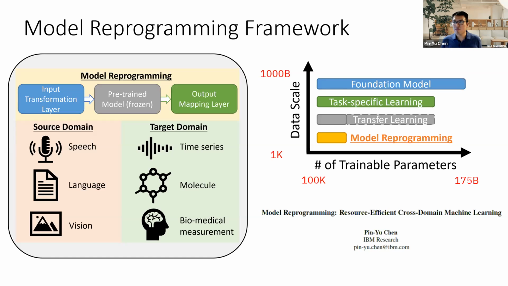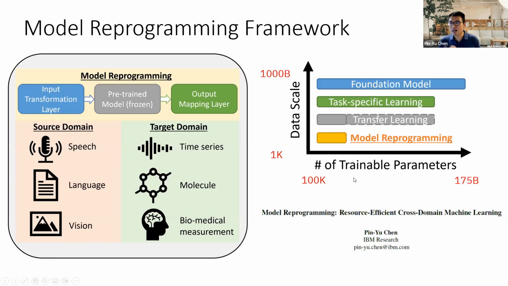Over the years, we have shown this technique can be very useful for cross-domain learning. For example, reprogramming speech models to do time series classification, reprogramming language models to do molecule learning problems, or reprogramming computer vision models to do biomedical measurements. The source domain is data rich and has a lot of available pre-trained models. On the other hand, the target domain is often resource limited in terms of the number of available data, and there usually do not exist good pre-trained models.